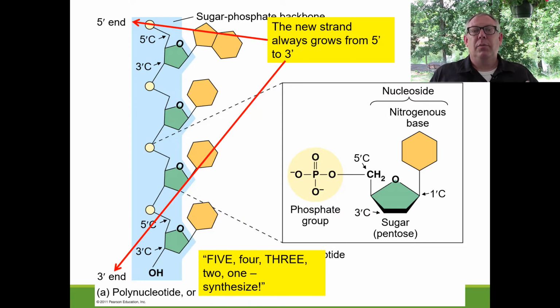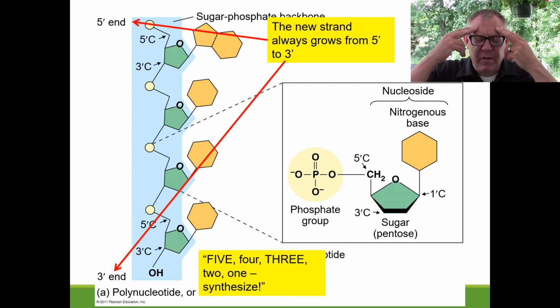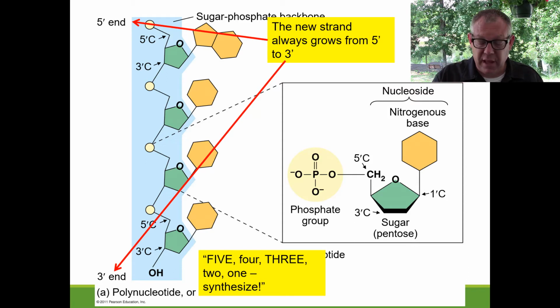And so I made a big deal out of this. It's one of those things you got to remember. Like, does it grow from 5' to 3' or 3' to 5'? I can't remember. Well, if you can kind of remember this structure of the nucleotide, you can work it out. You can say, oh yeah, if I remember what a nucleotide looks like, that 3' sugar is always open. And that's where new stuff has to come in. And so we always have to grow toward the 3' end.